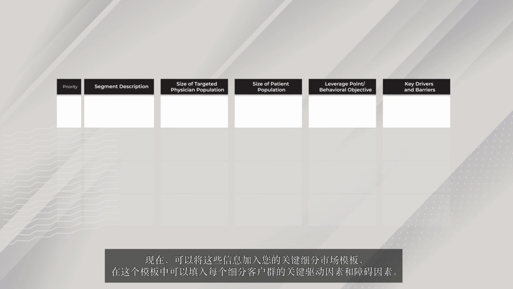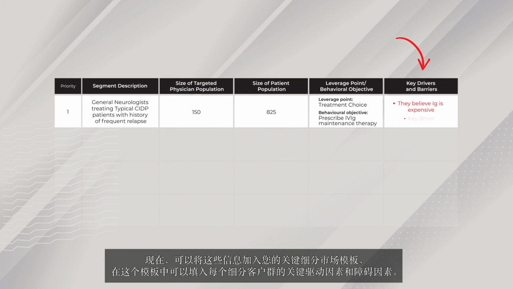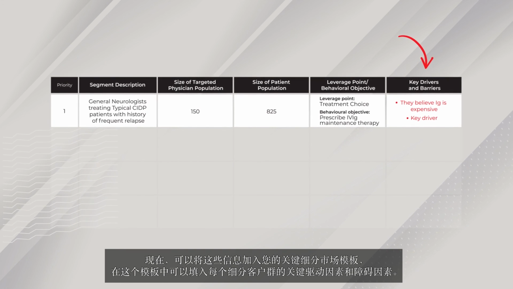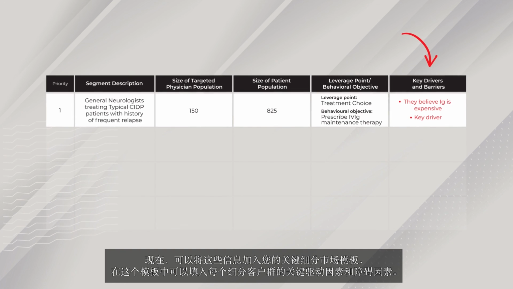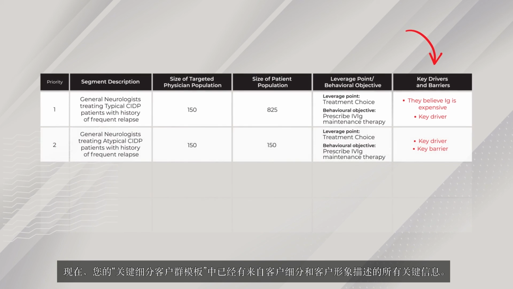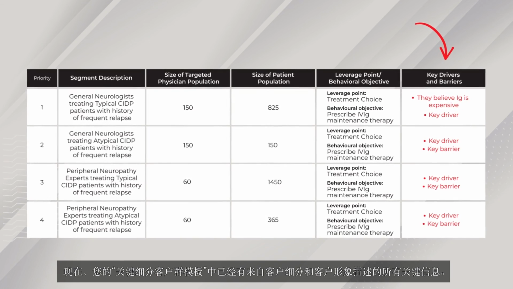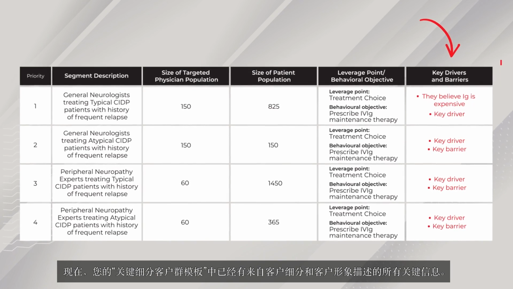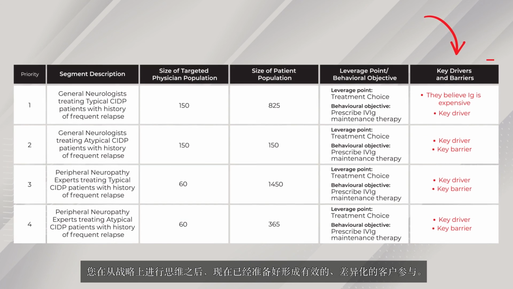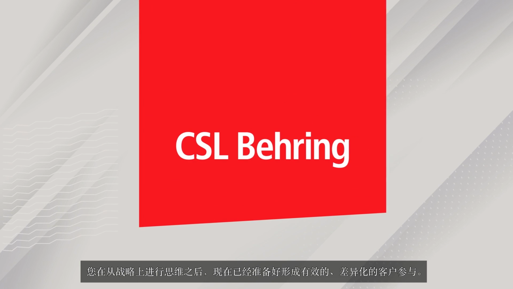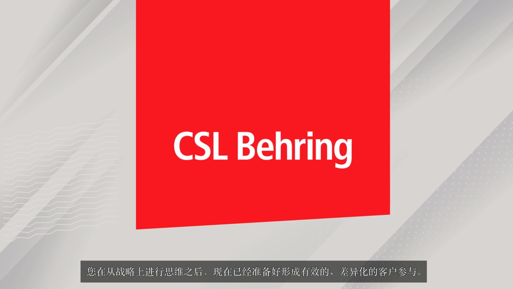This information can now be fed into your key segments template, which can be completed with the key drivers and barriers for each customer segment. You now have all the key information from your customer segmentation and customer profiling in your key segments template. Having captured your strategic thinking, you are now ready to develop effective and differentiated customer engagement.